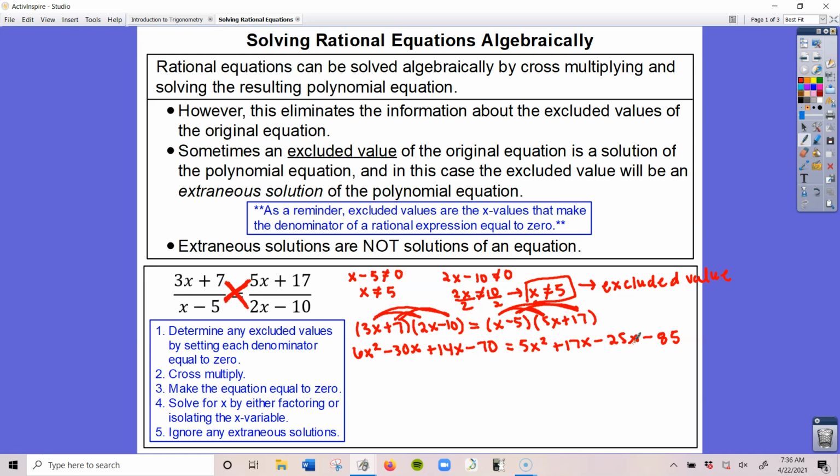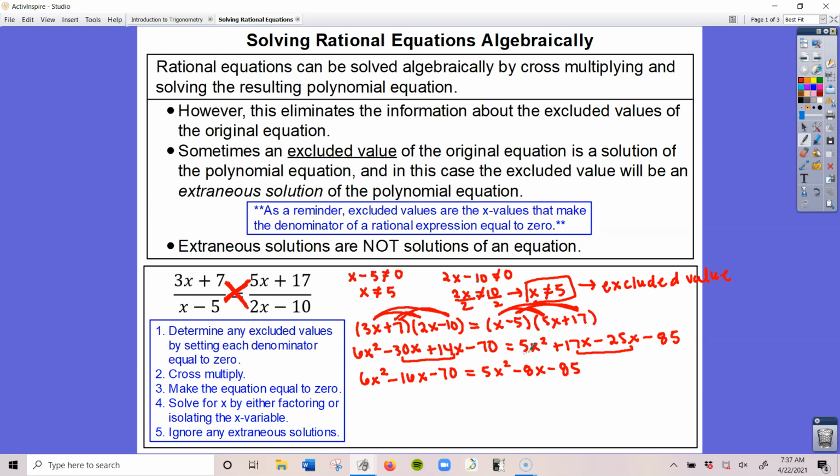When we look at the equation, what we have here is a quadratic. And in order to solve a quadratic, we have to make it equal to 0. So we're going to combine these like terms first, and then we're going to move everything over to one side. So this is going to be 6x squared - 16x - 70. And that's going to equal 5x squared - 8x - 85.